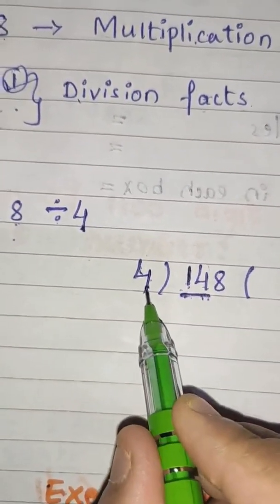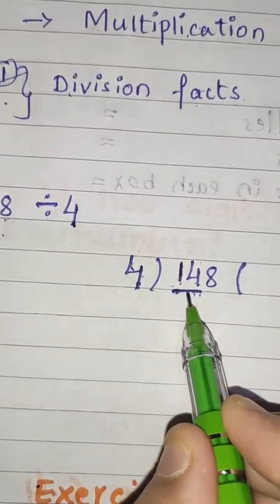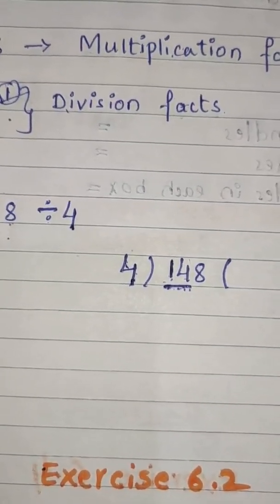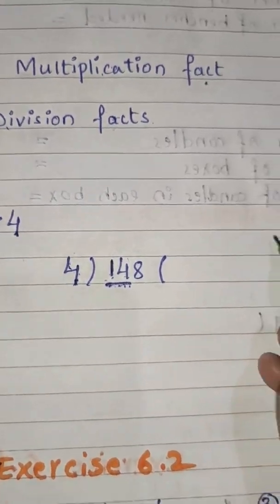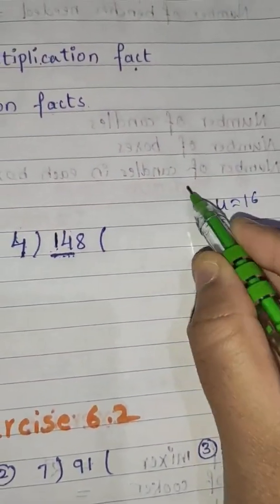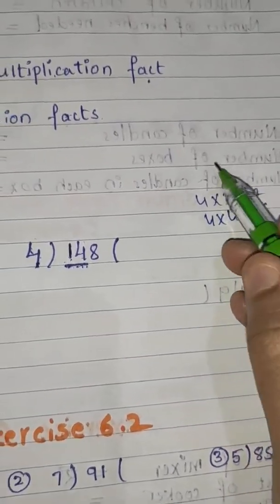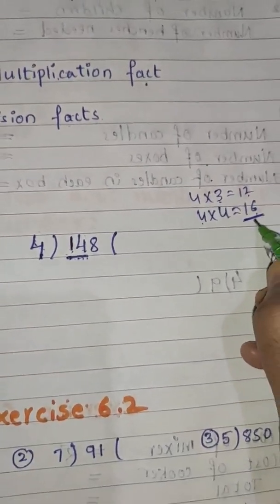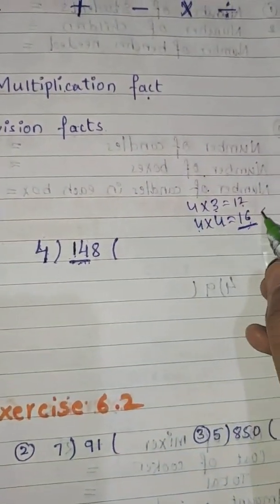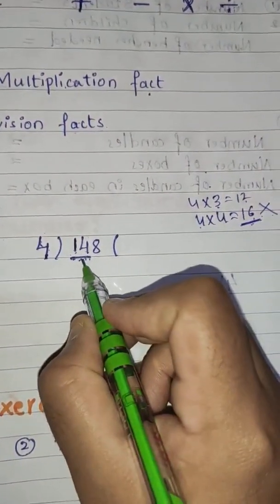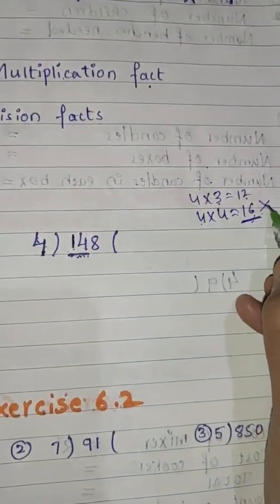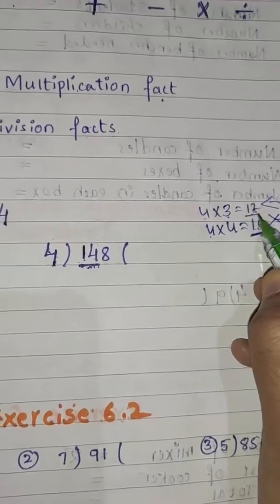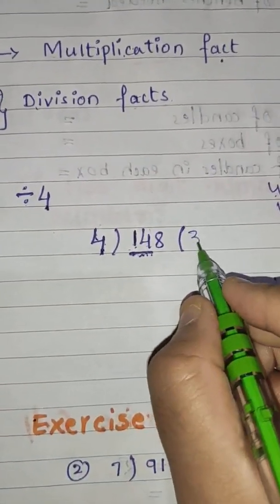Now you have to count the 4 table till you get the number 14. 4 ones are 4, 4 twos are 8, 4 threes are 12, 4 fours are 16. 16 is bigger than 14, right? So don't take this 16 because it is bigger than the 14. Instead of that we have to take the lesser number. So which is the lesser number here? 12. So 4 threes are 12. We'll take this 12.